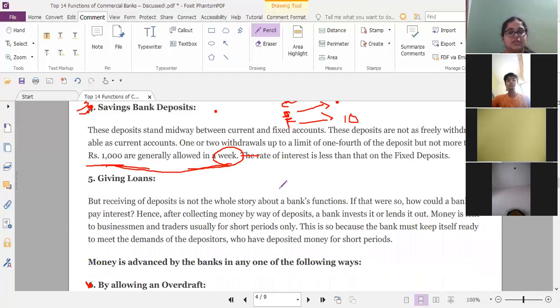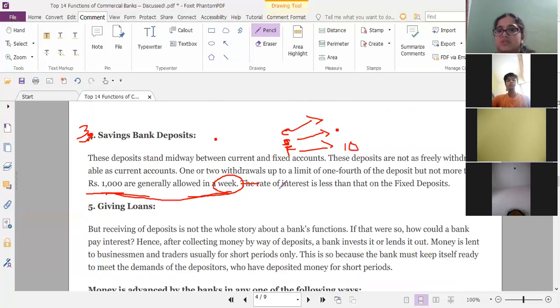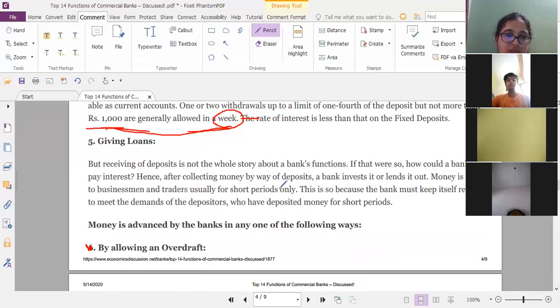now we are on the function of giving loans. Any doubts so far under deposits? So deposits is over, one function is over. The next important function is giving loans. We'll be doing loans. If there's any doubt, you can ask me. Okay, no doubts. We'll proceed. Giving loans.